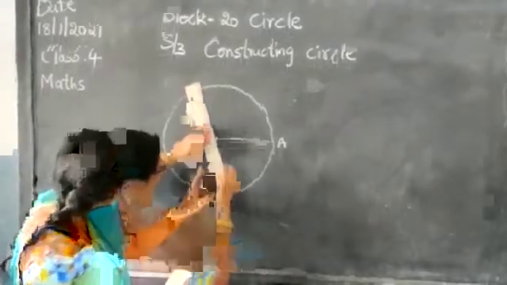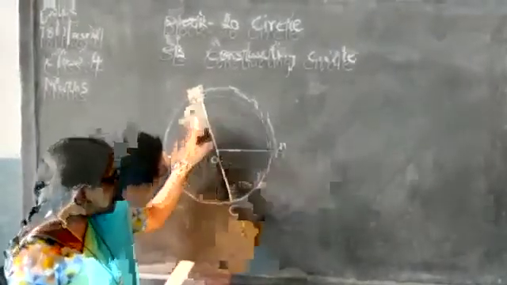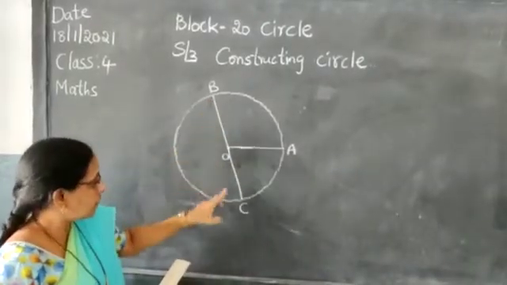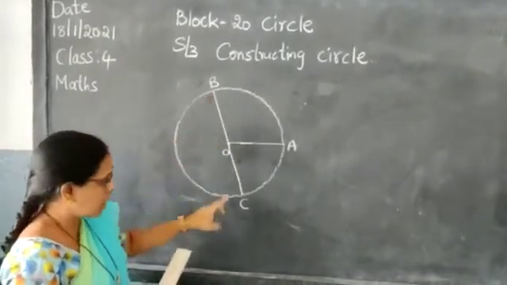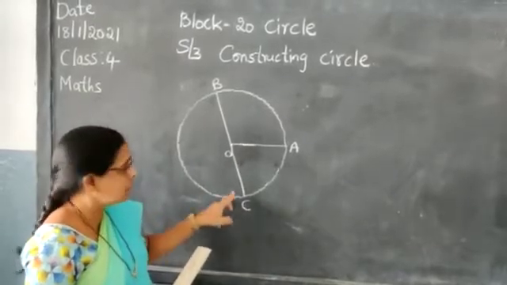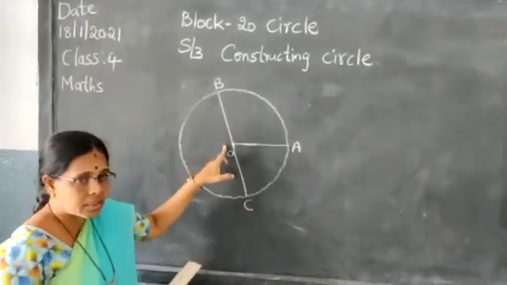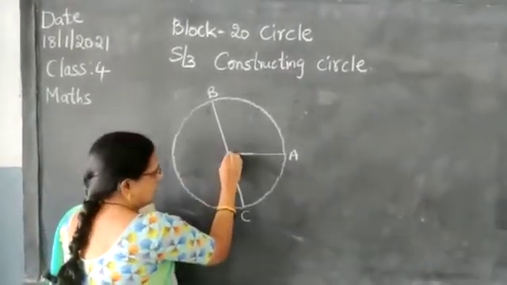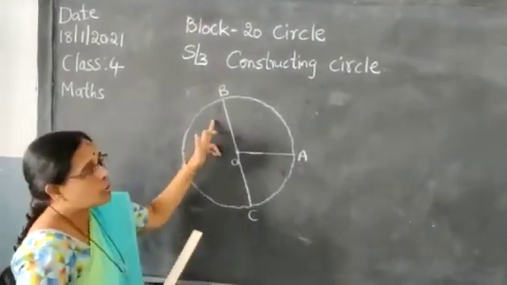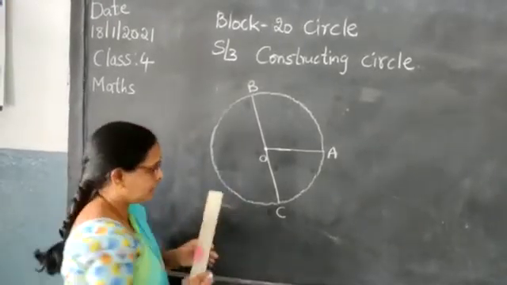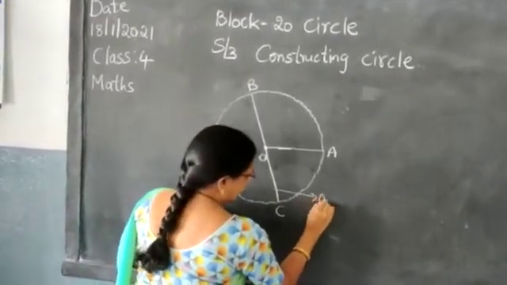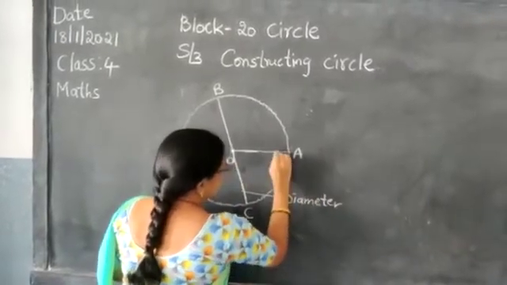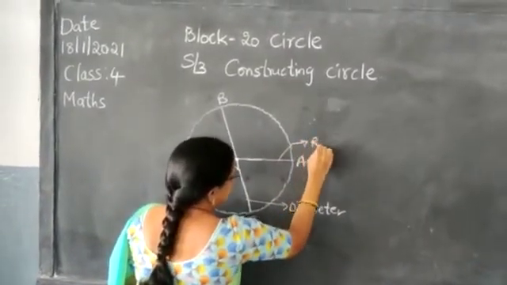Here OA is the radius. Then BC: if we join a line segment from one edge to another edge of the circle, and that line segment passes through the center of the circle, then what is it called? Diameter. This is diameter. This is radius.